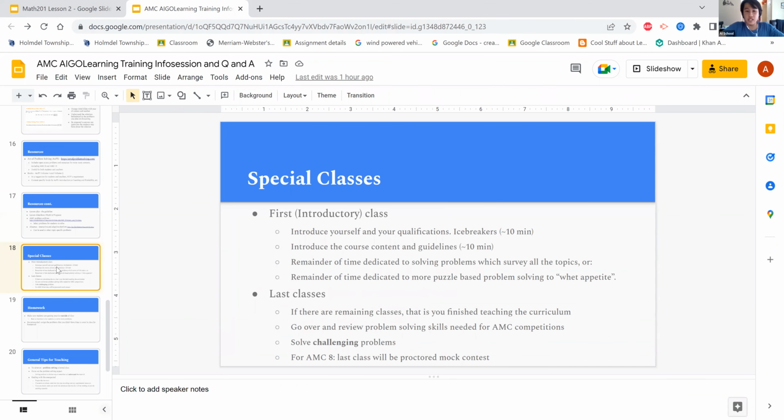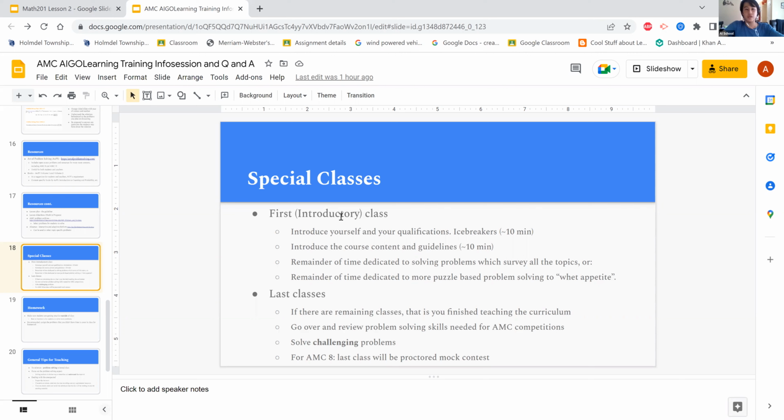All right, okay, special classes. So these are classes that don't really follow that general format that I talked about before. And that's the first introductory class and the last classes. So for the first class, you don't want to cover anything specifically AMC related, like algebra. You don't want to go into that the first class. So you mainly want to introduce yourself and your qualifications and some icebreakers as well. Let them introduce themselves as well, and their grade and their background in mathematics. And then you want to introduce the course content and guidelines. And then for the remainder of time, it's recommended to dedicate to solving problems, which kind of survey all the topics.